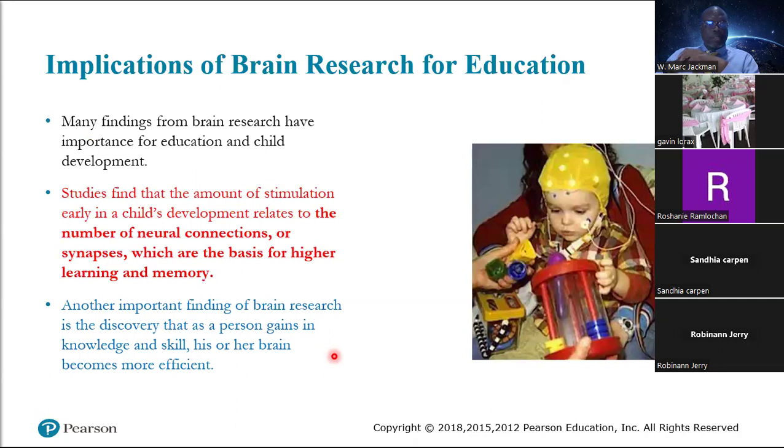So the implications of brain research: many findings have importance for education and child development in terms of attention, in terms of focus, in terms of neural connections, synapses, how memory and learning work. All this information is presented in terms of brain research. An important finding of brain research is that a person gains knowledge and skills as his or her brain becomes more efficient.